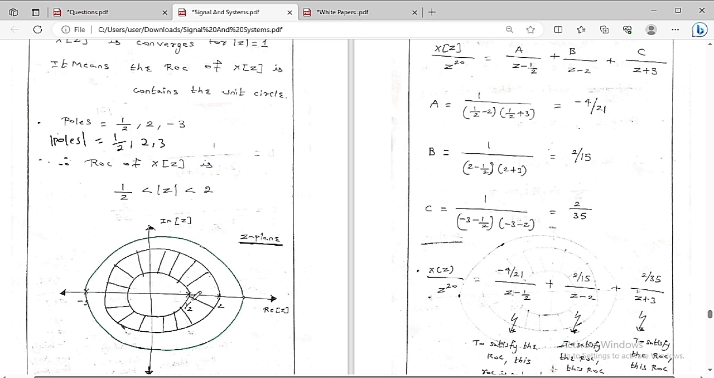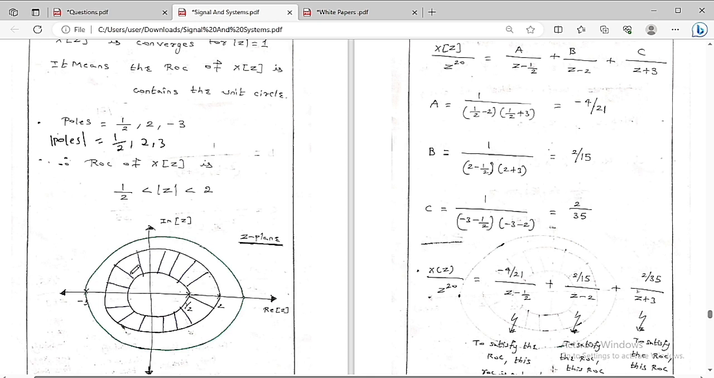Why is it like this? Very simple. The ROC is going to lie in this region from half to 2. So the ROC of X(z) is half less than mod z less than 2. This is the ROC because only in this region does it contain the unit circle, and also it does not contain the poles, because the ROC never includes the poles. This is the only region that satisfies the condition, because the ROC must include the unit circle and must not include the poles.